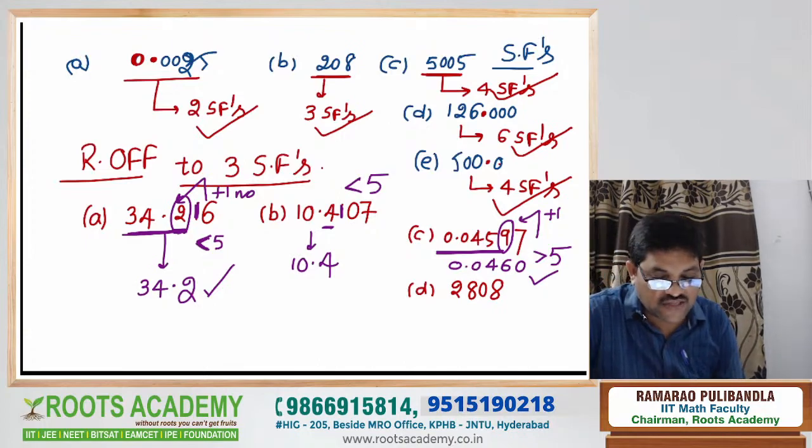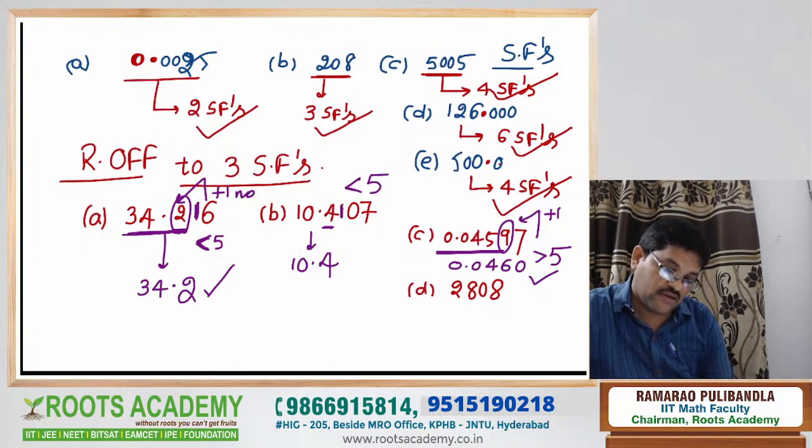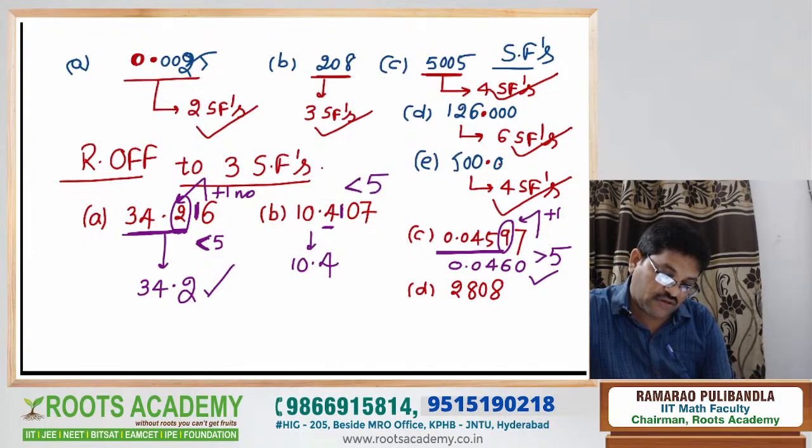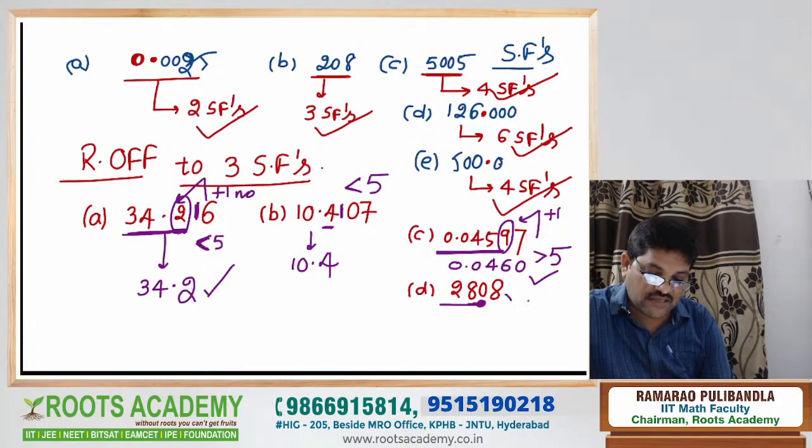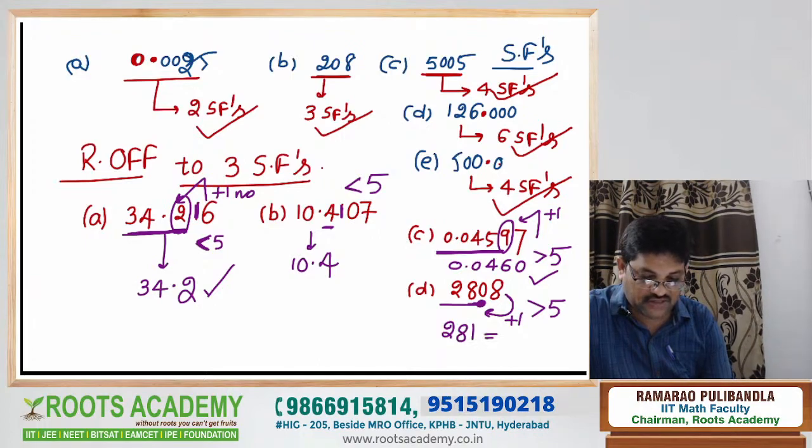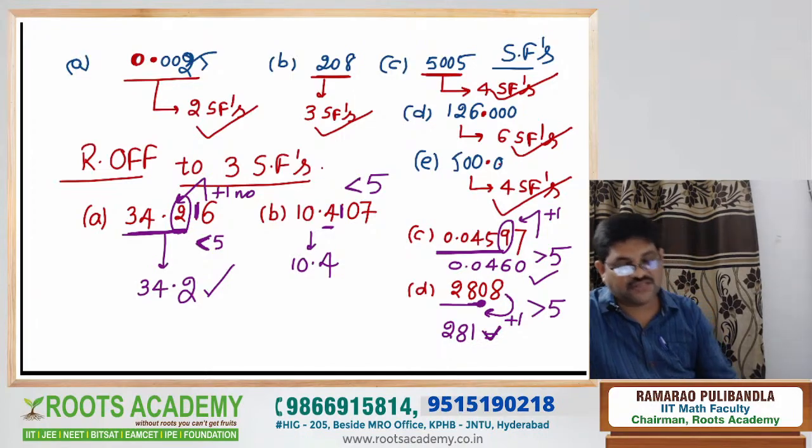Why is the plus 1 added? Because of the 7, which is more than 5. Now here, again rounding up to what? 3 significant figures. That means 280. So rounding up to 3 significant figures, rounding up to here. After the 0, 8 is there. Is 8 more than 5 or less than 5? 8 is more than 5. As 8 is more than 5, we add plus 1. Now what is the answer? 281 is your reported answer.